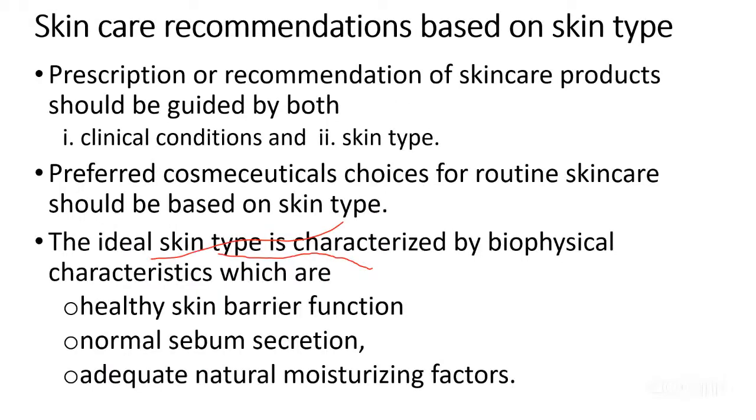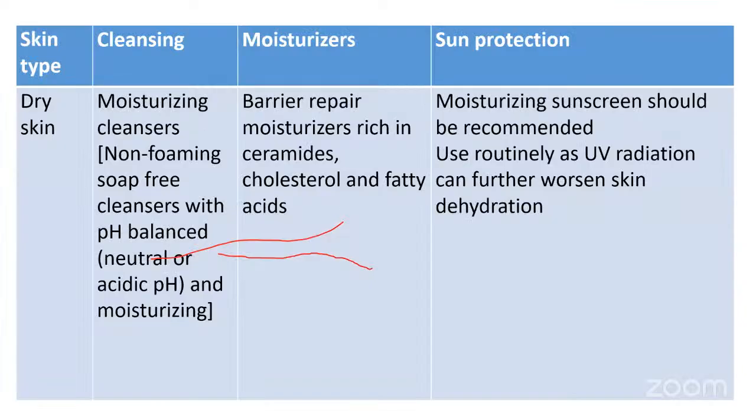Then prescription of skincare products should be based on clinical conditions and the skin types. Then the ideal skin type is characterized by healthy skin barrier function, normal sebum secretion, and adequate natural moisturizing factors. We should make sure these things are in place if you want to manage the skin and prevent or reduce skin aging. I put here what we can do for each skin type.